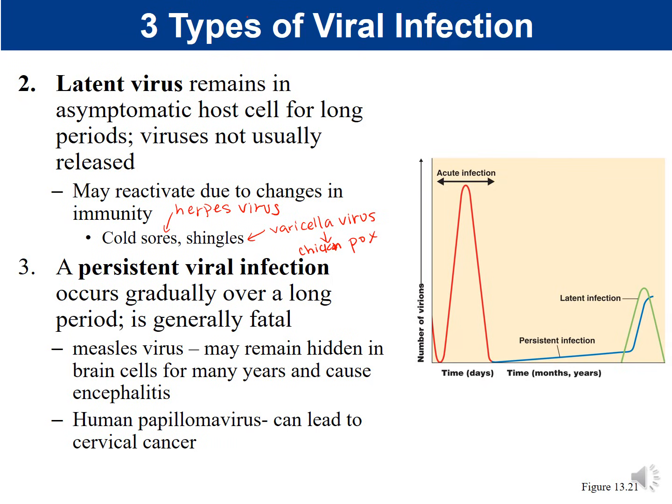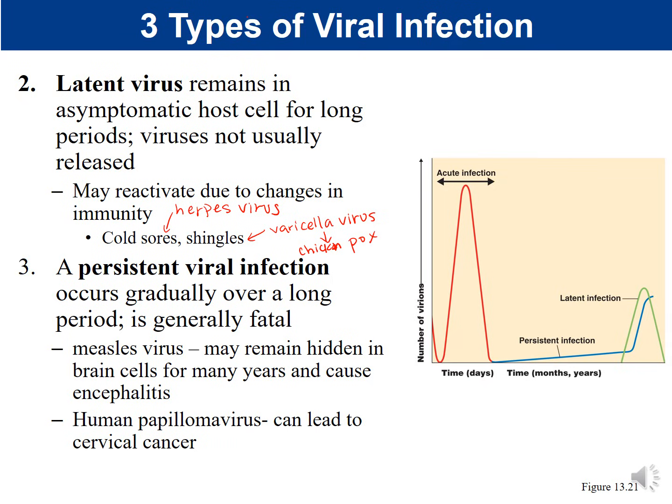And so an example would be the measles virus. The measles virus can remain hidden in the brain cells for many years, and it slowly increases the number of virions, and it can cause something called encephalitis, or swelling of the brain, and sometimes this can be fatal.